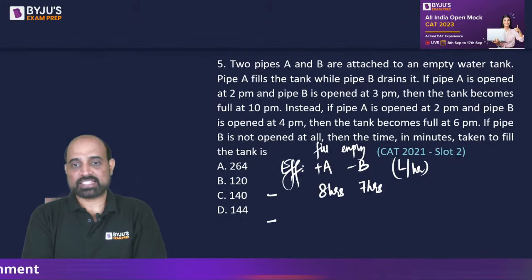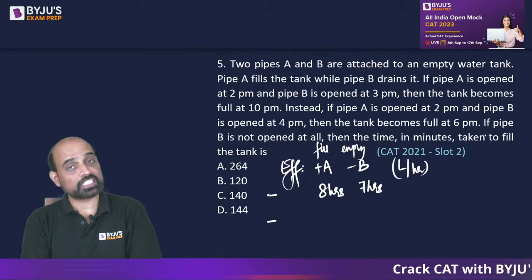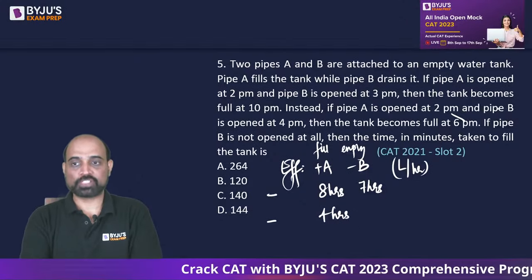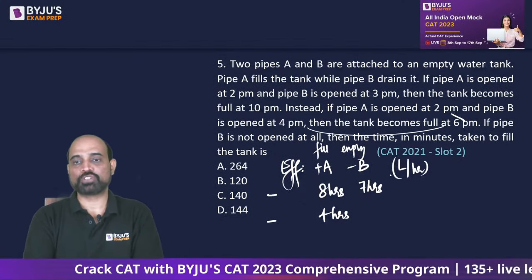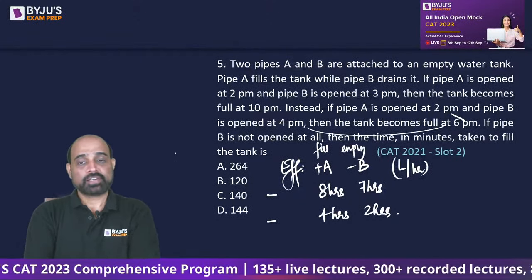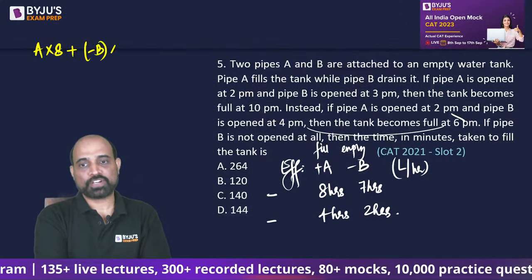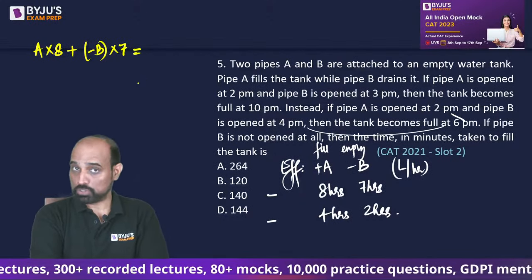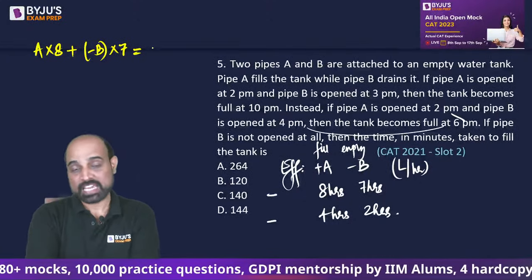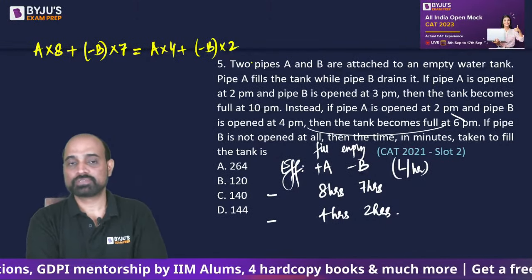Now, next case, it says if pipe A is open at 2 p.m. and pipe B is open at 4 p.m., then the tank becomes full at 6 p.m. That means the filling pipe was working for only 4 hours, while the emptying pipe was working for only 2 hours. Then also it was getting filled. So simply say, can we say A works for 8 hours and B works for 7 hours? The amount of water poured in and out together by both of them is the same as when A works for 4 hours while B works for 2 hours.